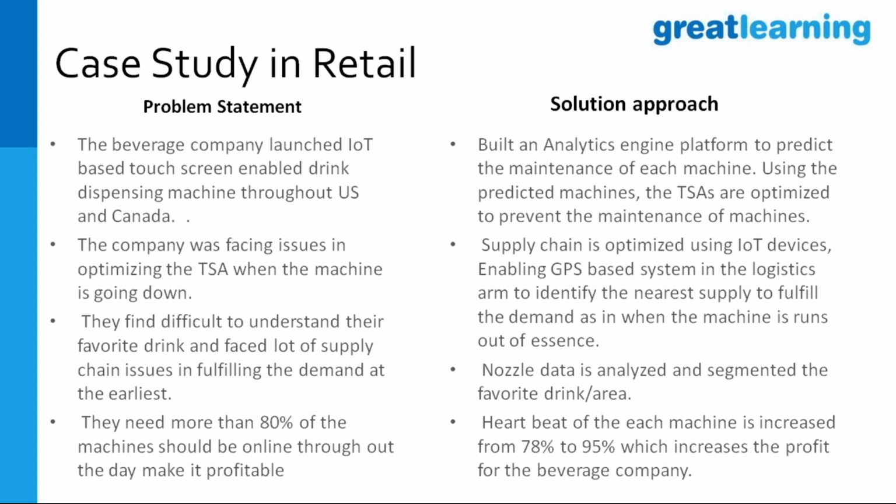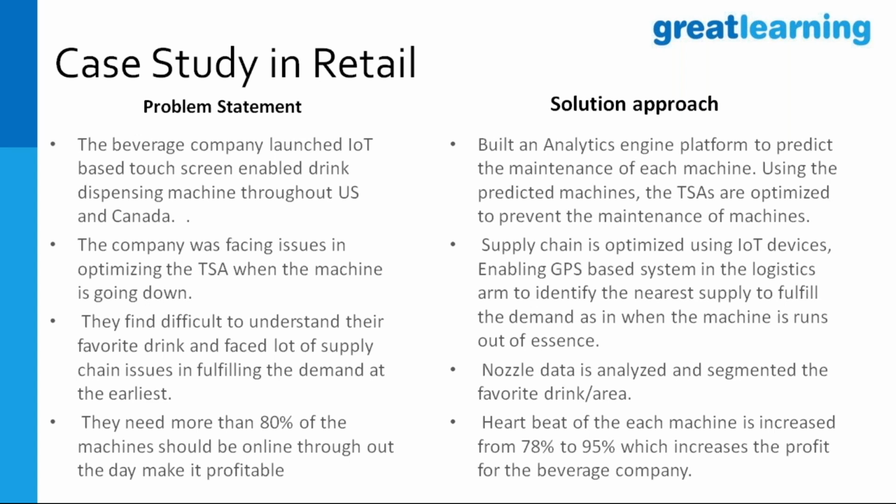They also find it very difficult to understand the favorite drink. In the New York area, they have placed these machines, where people might be using two colas or three colas, combined soft drinks, etc. They want to find the favorite drink which is supplied very frequently to that area, the fastest moving or top selling soft drinks with high demand in that area. So that is the issue, and they need more than 80% of the machines to be up and running.